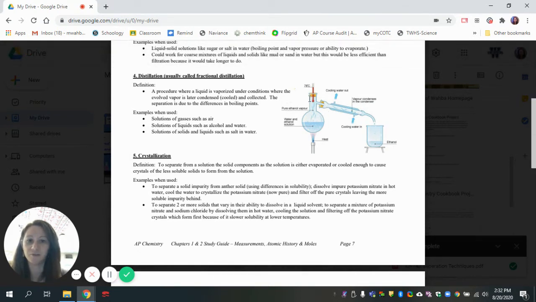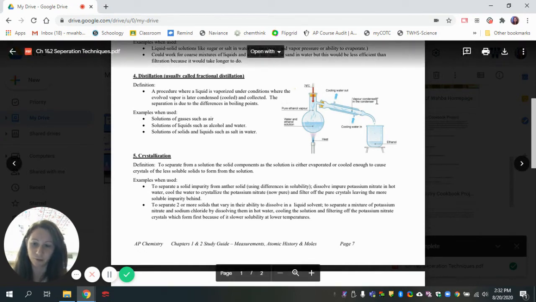So a distillation apparatus has a round bottom flask. That round bottom flask is connected to a condenser. This is called a condenser here, which is made up of two tubes. The inner tube is connected to your flask here, and then there's an outside tube with water running around it.